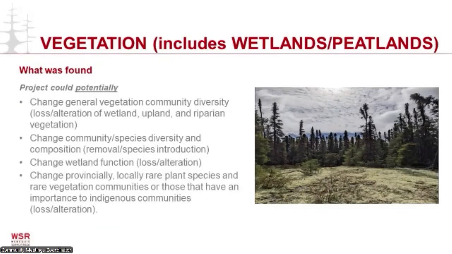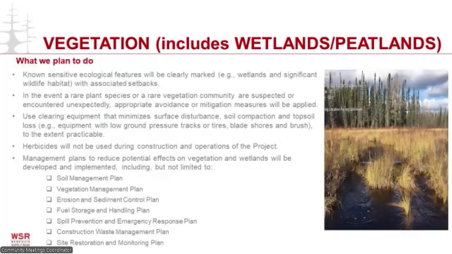Possible impacts on vegetation could include changes in the variety or number of vegetation species through removal of some vegetation species that are rare or are important to community members and introduction of other species not from the area. We plan to mark and protect sensitive areas, including rare vegetation communities, as well as use lower impact vegetation clearing equipment. No herbicides or chemicals will be used to remove vegetation.